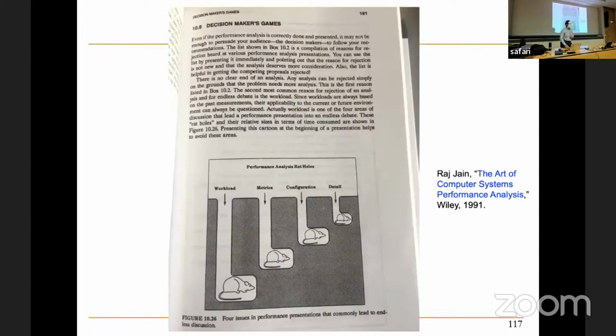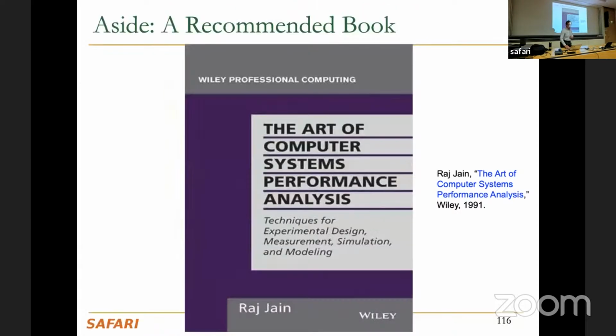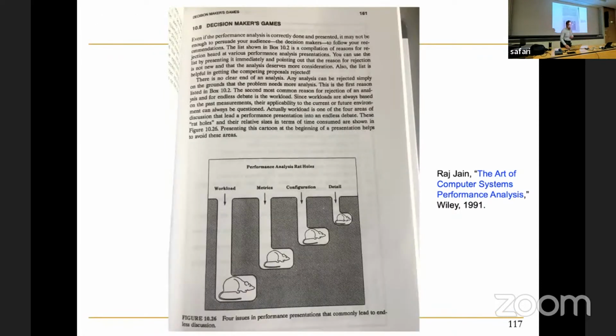I don't know if there's an online version. Well, there may be one. But this book is one of the very good books on performance analysis in general, queuing theory, etc. And that's where I got this rat hole picture from, as you can see. And the focus here is on performance analysis.